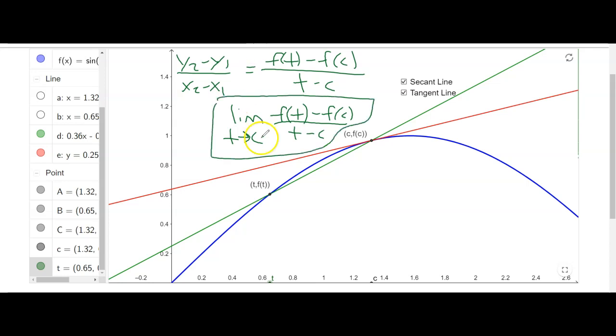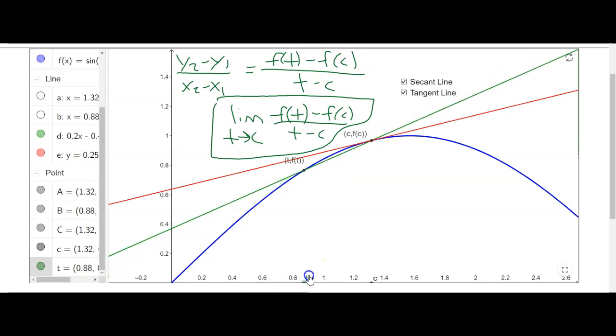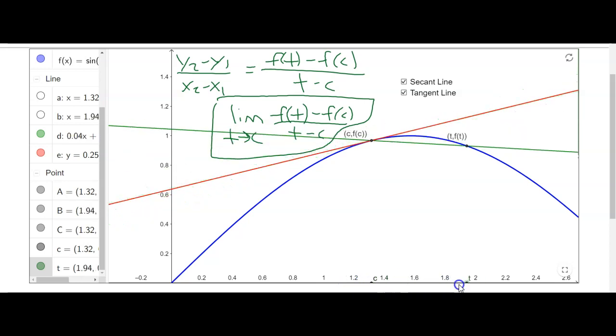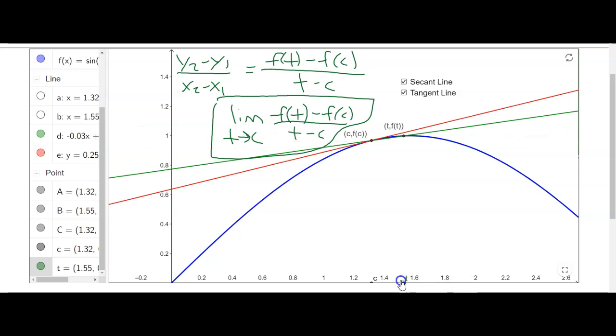The secant line has a slope whenever t does not equal c, right? So as I approach from the left, the slope of the secant line is defined. When I approach from the right, the slope of the secant line is defined. So the limit of the slope of the secant line as t approaches c exists. We just can't find that value using our slope formula.